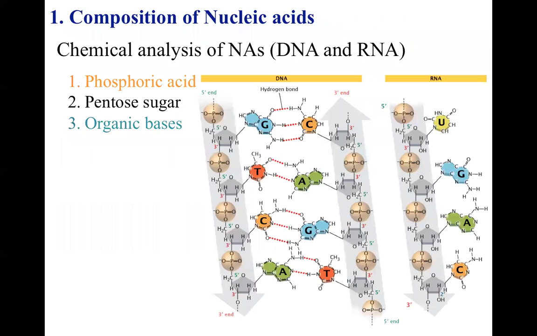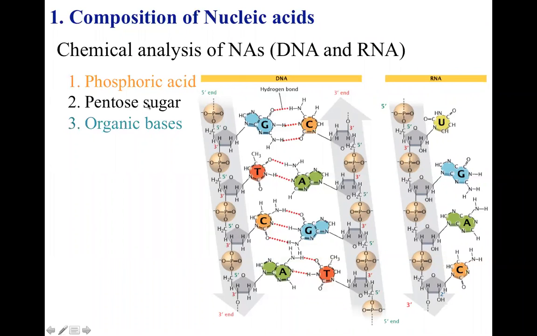So next, what is the composition of these nucleic acids? Nucleic acids means both DNA as well as RNA. The main composition of these nucleotides or nucleic acids is phosphoric acid. This golden color ball is the phosphoric acid or phosphate molecule, which is there in the polynucleotide chain of this DNA.